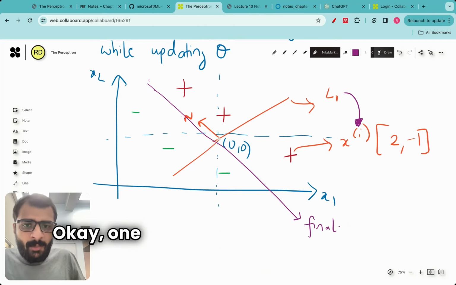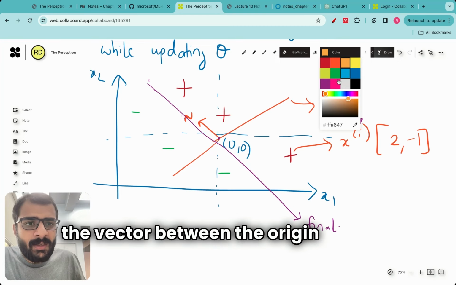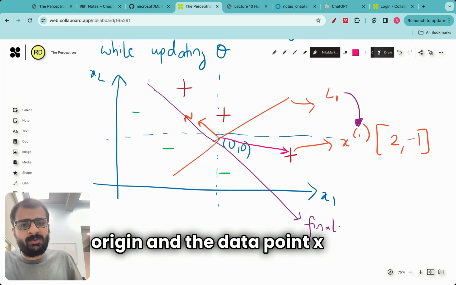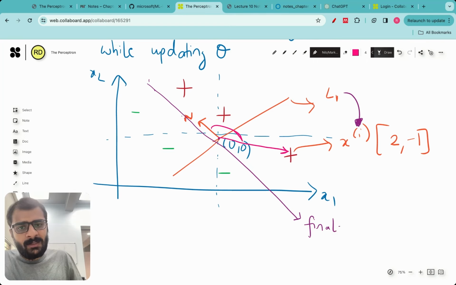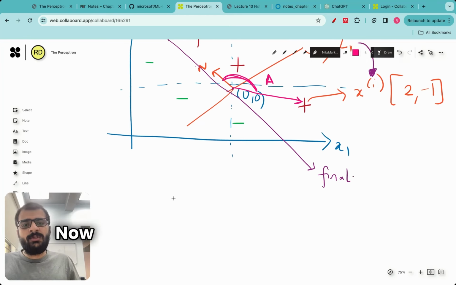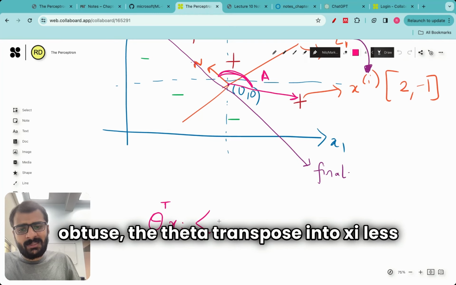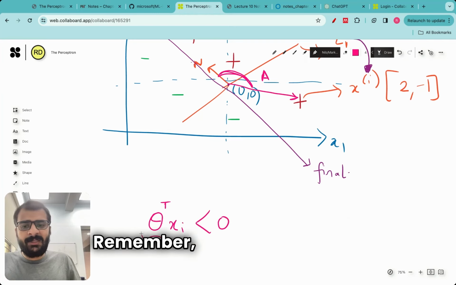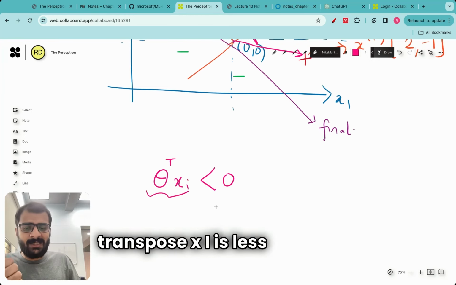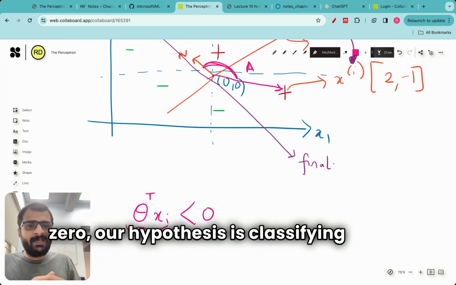Okay. One more thing to consider is that, let me draw the vector between the origin and this data point x1. So this is the vector between the origin and the data point x1, and this is the normal vector. The angle between these is an obtuse angle A. Now, since the angle between these two is obtuse, theta transpose xi is less than 0. Remember, theta transpose xi essentially represents the angle. If the angle is obtuse, then theta transpose xi is less than 0. And since theta transpose xi is less than 0, our hypothesis is classifying this as negative.